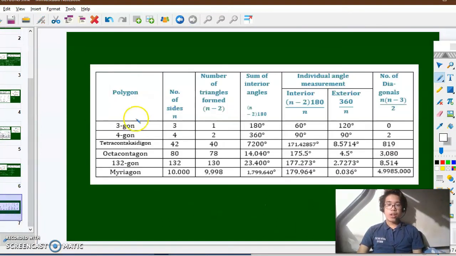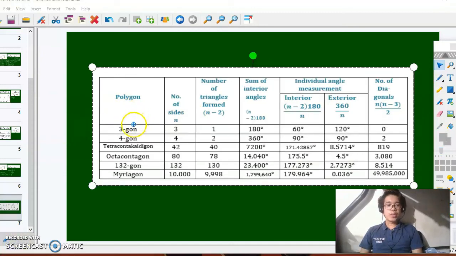So we have here a summary table for the properties of a polygon. We have the number of sides for the second column, the number of triangles formed for the third column, that's n minus 2, the sum of interior angles, that's n minus 2 times 180, then the individual angle measurement. We have the formula for the interior, and for the exterior, we also have the formula. And we also have the number of diagonals. So for this problem, what we have here is a table summarizing different types of polygons, and we want to make a summary of their properties.